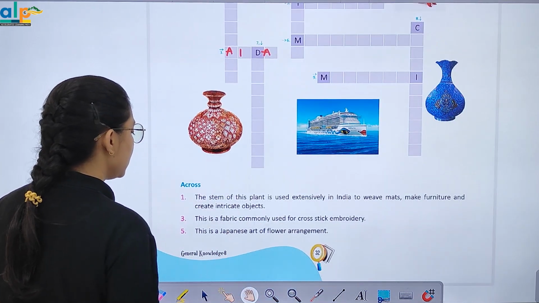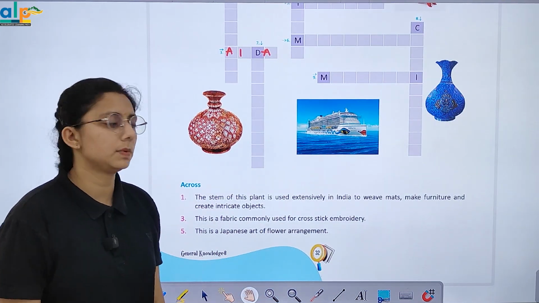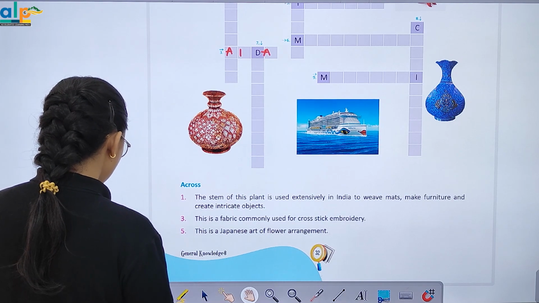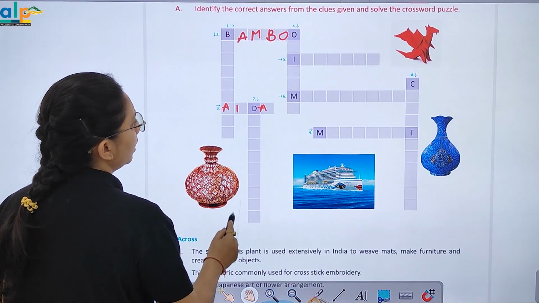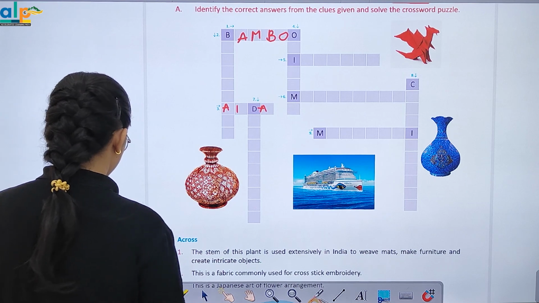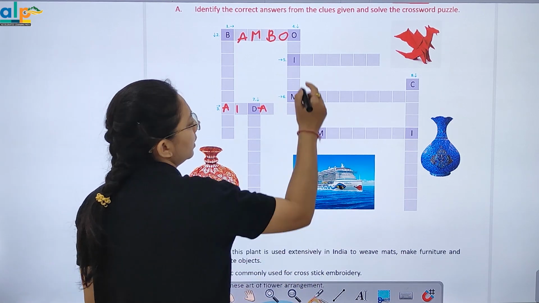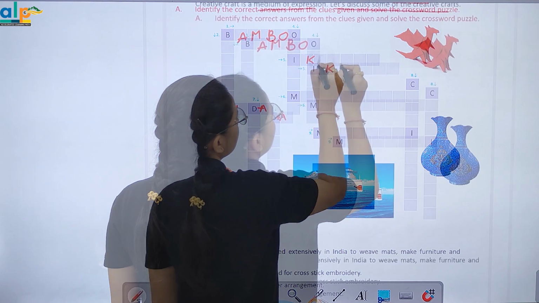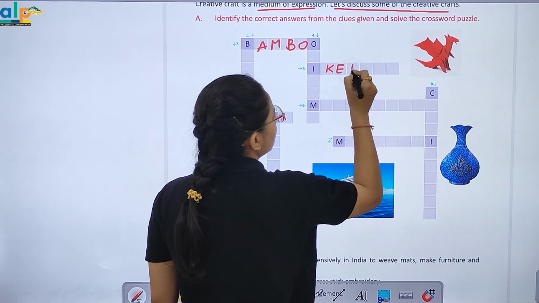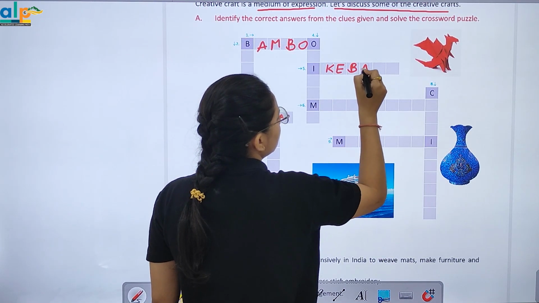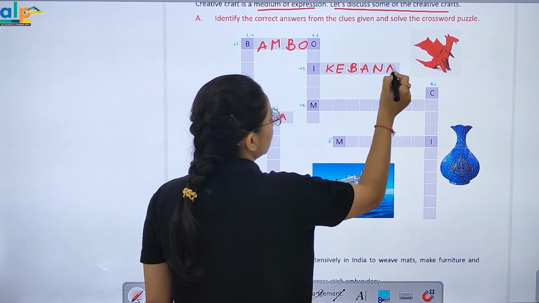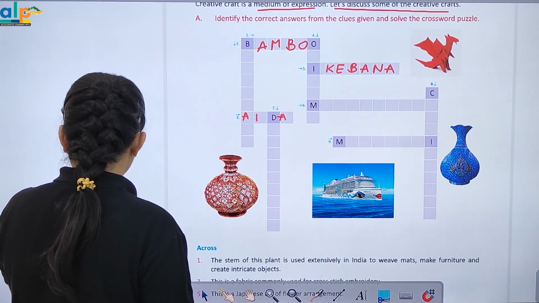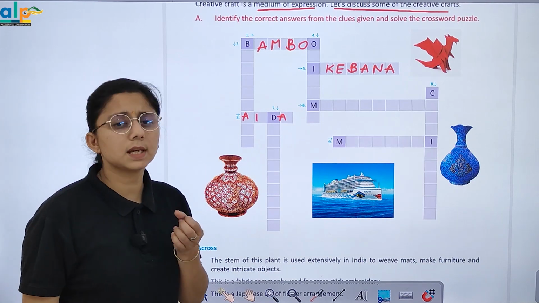Next one is, this is a Japanese art of flower arrangement. Japanese art है of flower arrangement. What we call it? It is called ikebana. Fifth one. What we call it? Ikebana.